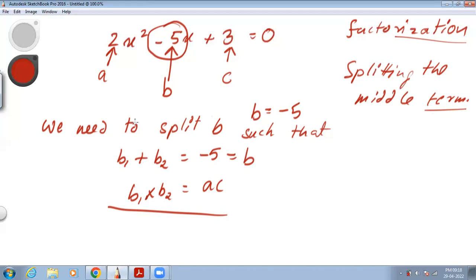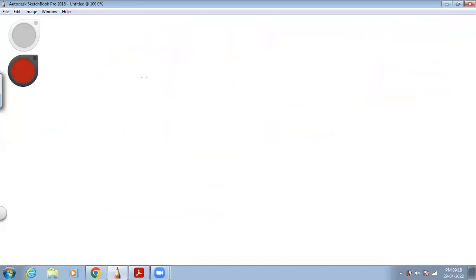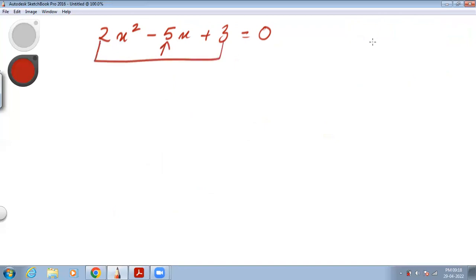Now, how do we do that actually? So let me show you in practice how it is done. So 2x square minus 5x plus 3 equals to 0. So how do I split this one? Okay, first I need to see what is the multiplication of A into C. A into C is 6. All right, so it is 6. So how do I split minus 5 as 6? I can split minus 5 in two ways. Either I can write it as minus 6 plus 1, right? Isn't it? So minus 6 plus 1 is equal to minus 5.